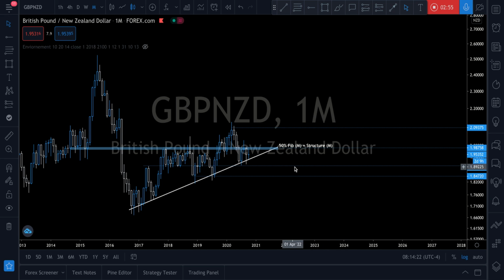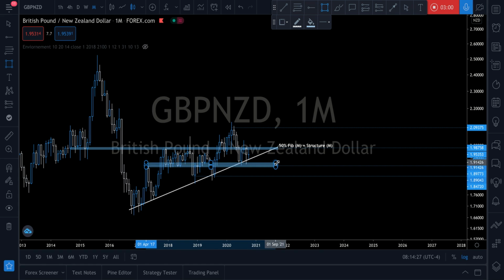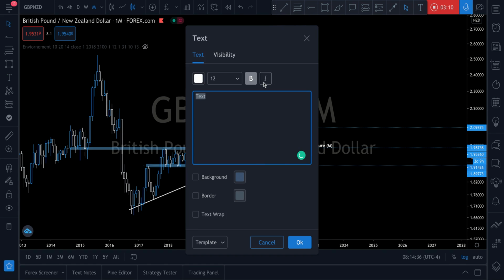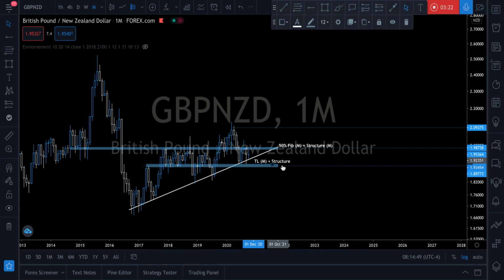Delete that. Keep this area of structure right here just because it was significant and it's relatively close. And we can delete this one. So now we can clean it up. And right now we can start talking about this trend line as a piece of evidence and some structure. We don't really have a pattern for this particular setup. We're just going based off of trend lines and structure at the moment.